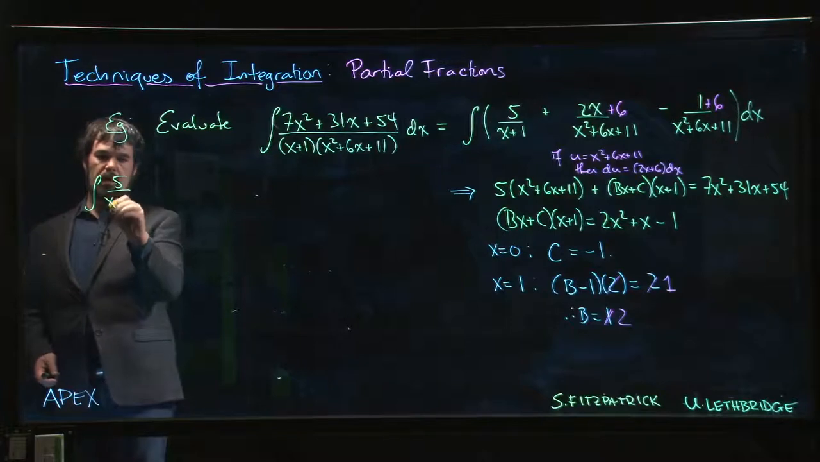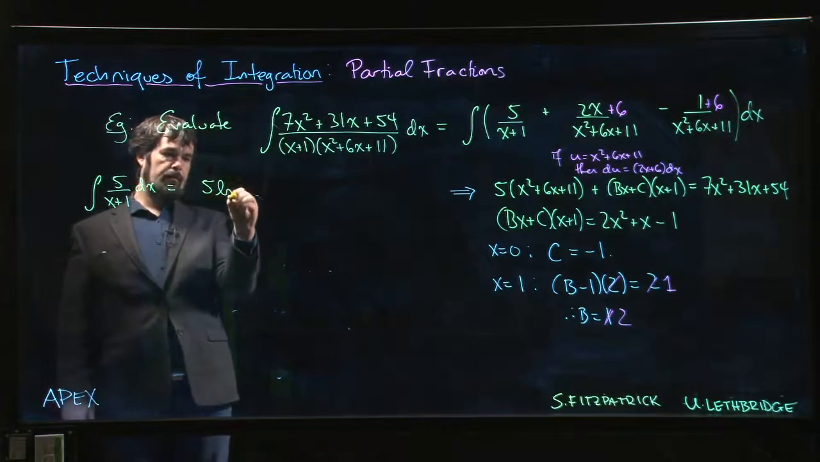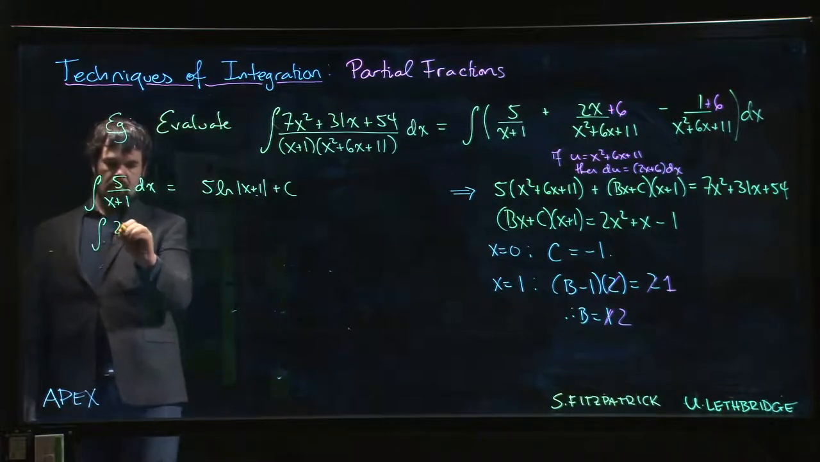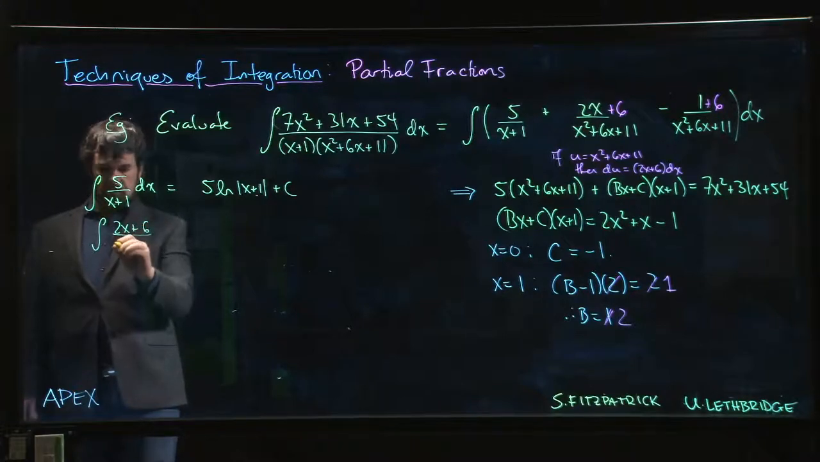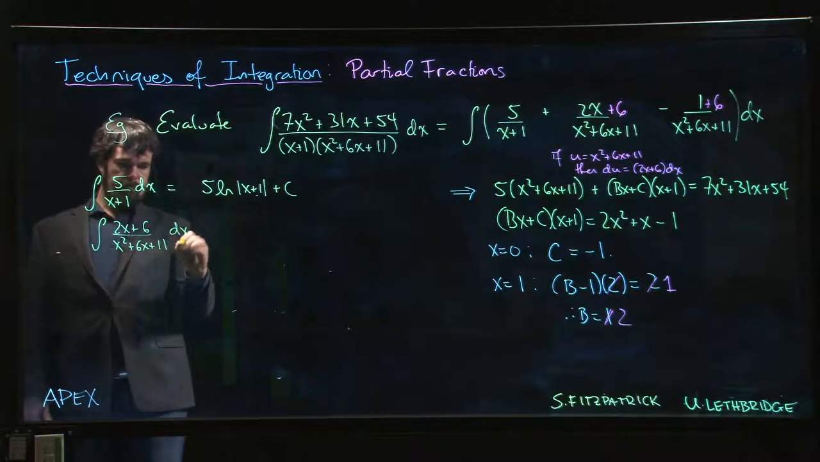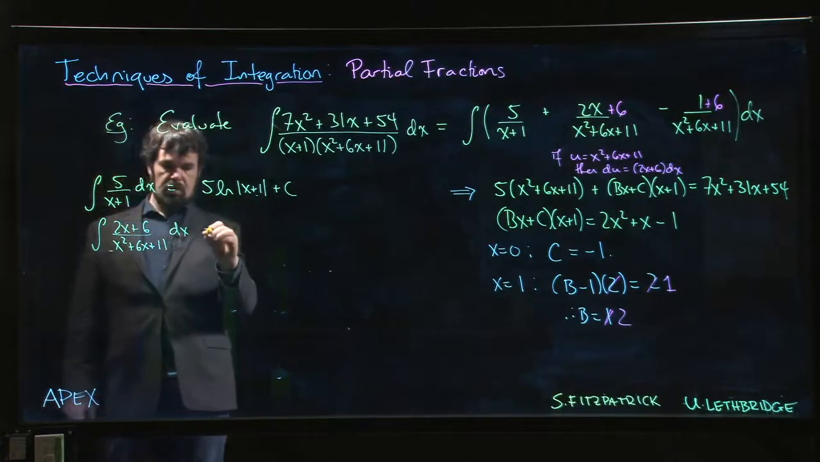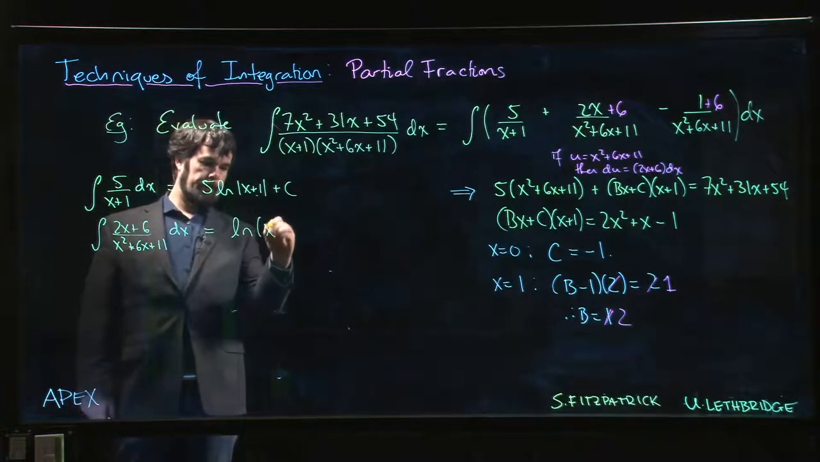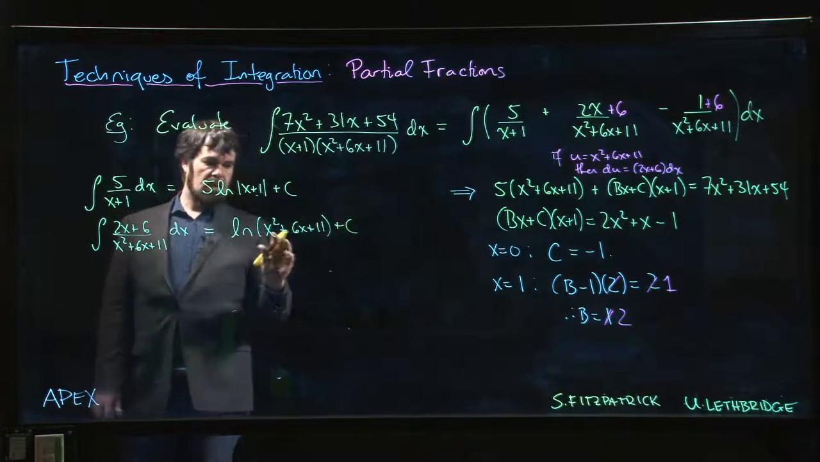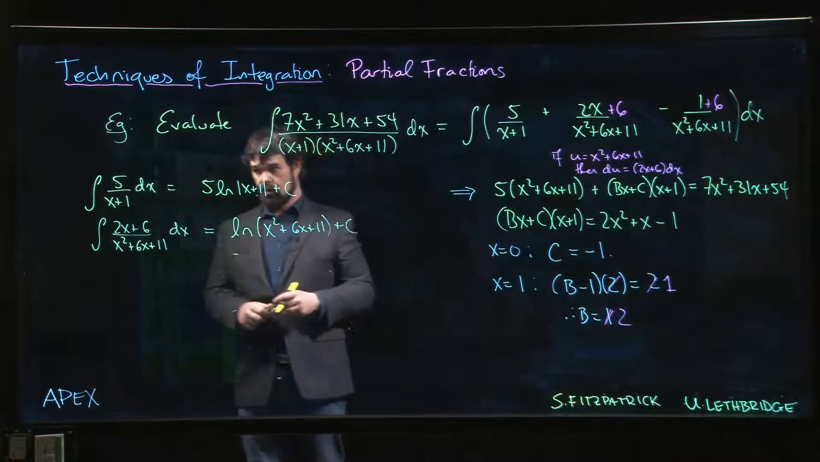5 over x plus 1. Well, this one's not so bad, right? This is just going to be 5 natural log x plus 1 plus c. Pizza cake. The next one is actually not any worse because we've set things up to help ourselves. So if I let u equal the bottom, the top is du, so this is just 1 over u du, that's natural log. So this is going to just give me natural log x squared plus 6x plus 11. Again, irreducible positive quadratic, so I don't need to worry about absolute values. Okay, so far so good.